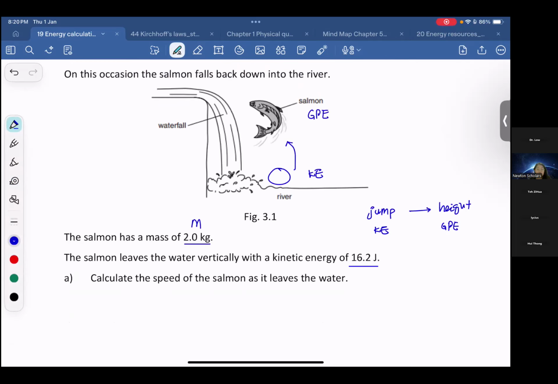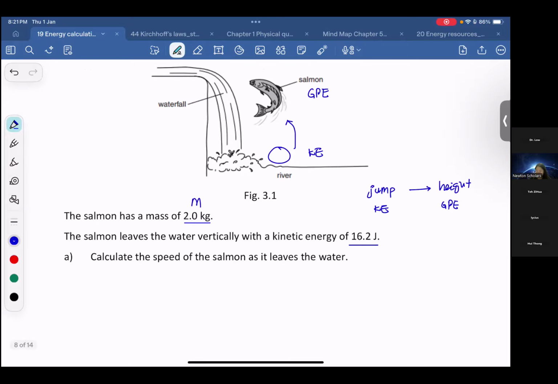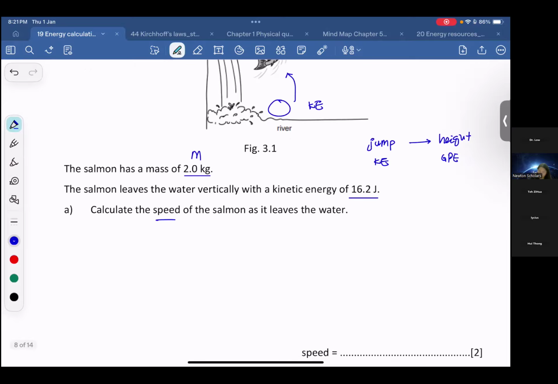Kinetic energy is 16.2. Calculate the speed of the salmon as it leaves the water. So can you do the calculation? What is the V? What is the V?